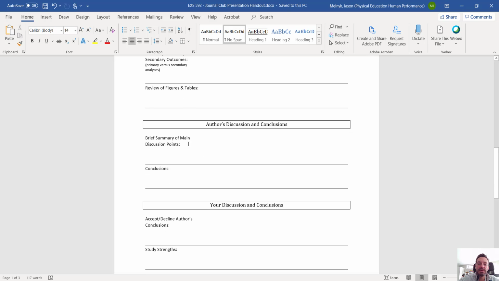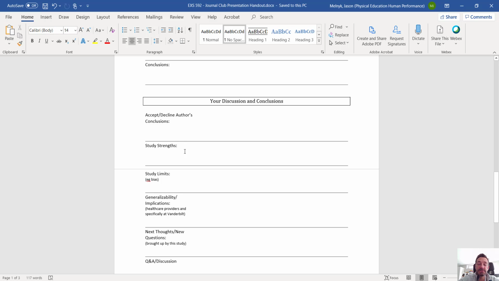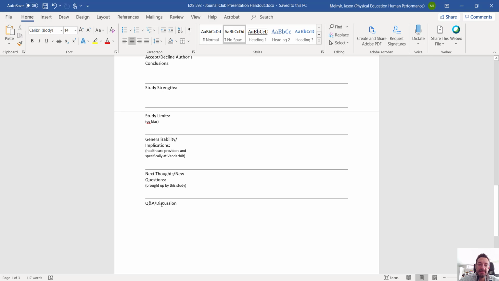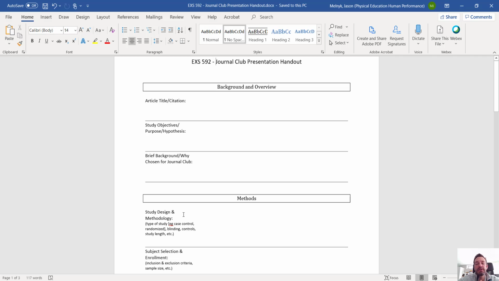Summarize the main discussion points and conclusions, and then do you accept or decline the author's conclusions? What were the strengths and limitations of the study? Are there any generalizable results? Can we generalize what they found? And what's up next? And then last, any questions that you would have about the study or other things you want to talk about. So once you fill in this handout, you're going to use that to form the basis of your presentation. And I would recommend roughly 10 minutes.